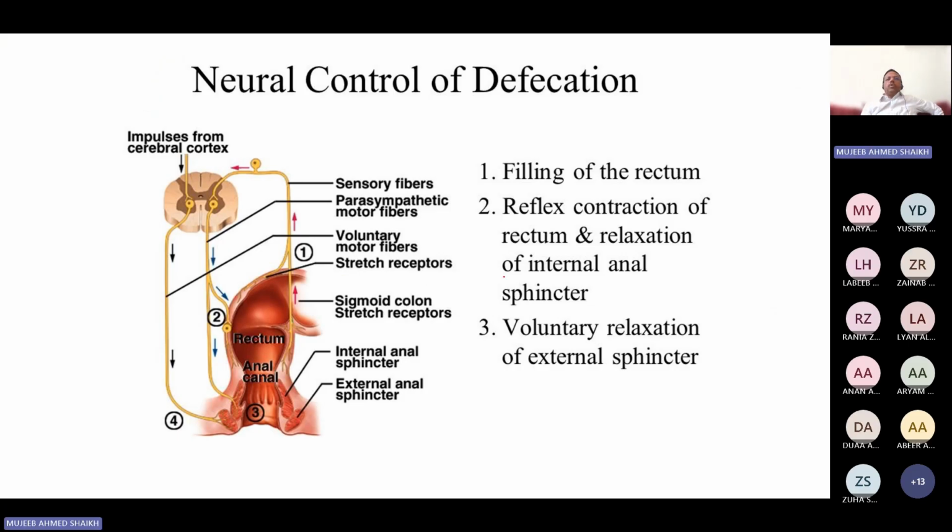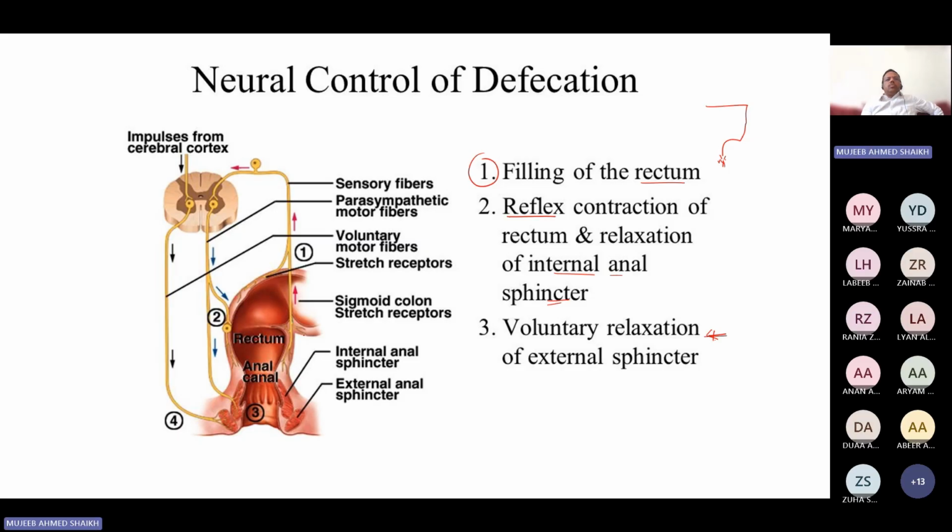So here is the diagram showing you how the things will happen. Step 1, filling of the rectum. When the mass movement occurs, the undigested food which was there will come to the rectum. It will be filled here. Then there will be reflex initiation. There will be contraction of the rectum and relaxation of the internal anal sphincter, so it will open, but the reflex will be only up to there. After that, there will be voluntary relaxation of the external anal sphincter, leading to defecation.